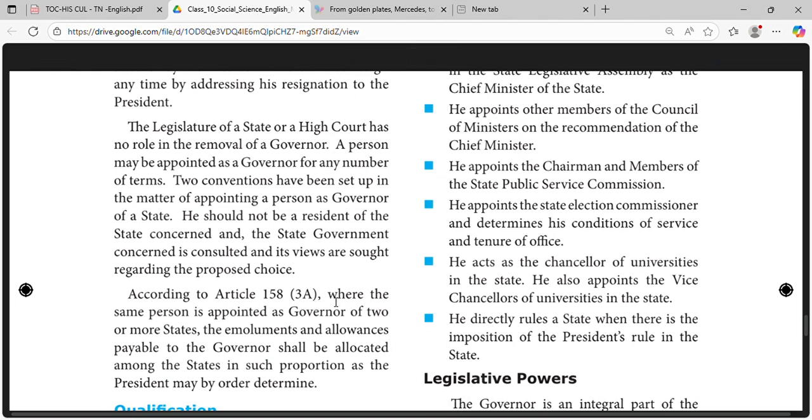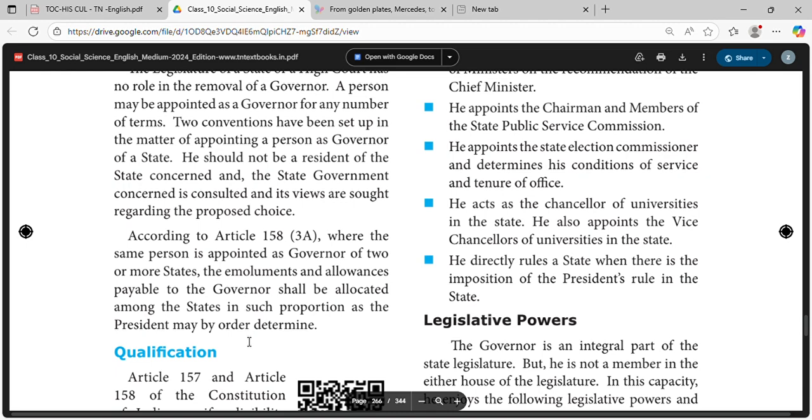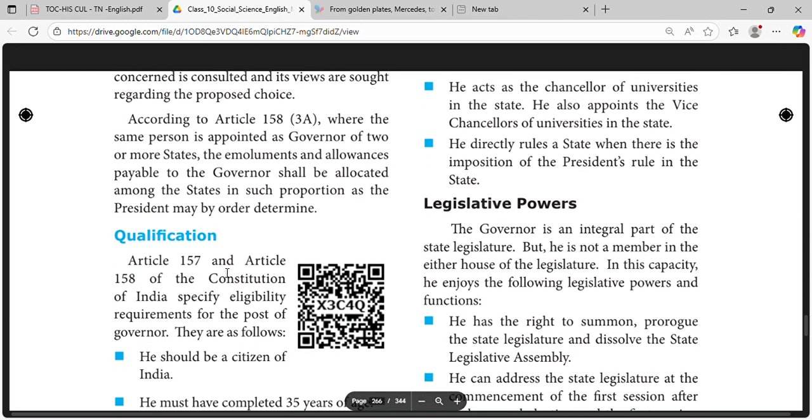According to Article 158(3)(a), where the same person is appointed as governor of two or more states, the emoluments and allowances payable to the governor shall be allocated among the states in such proportion as the president may by order determine.